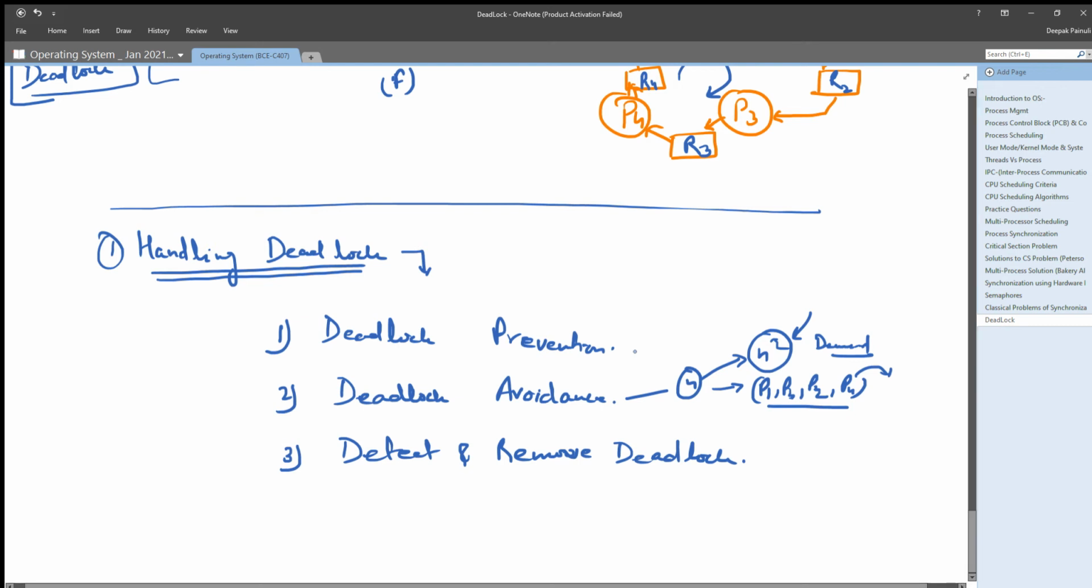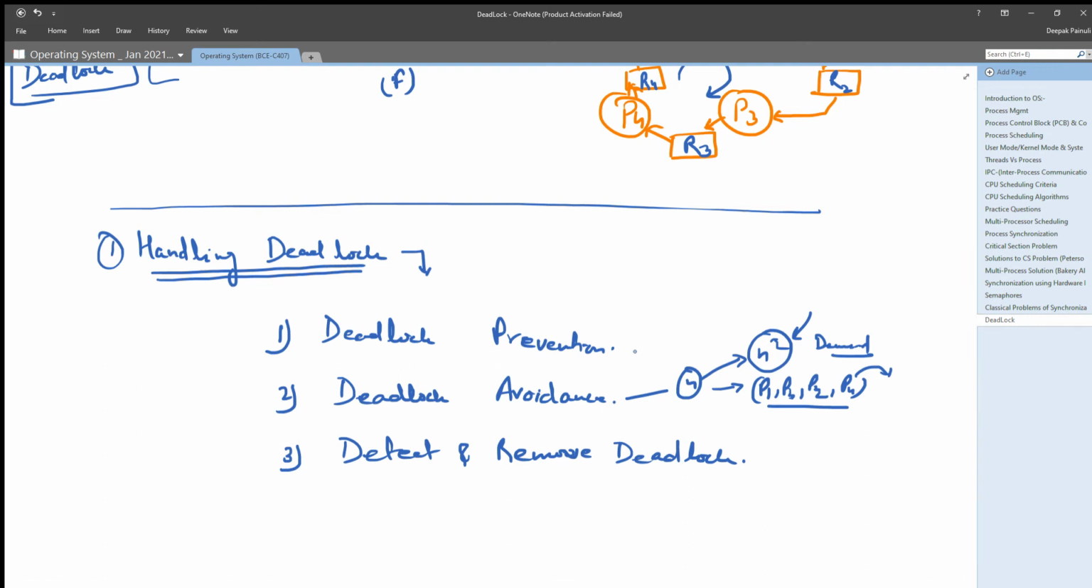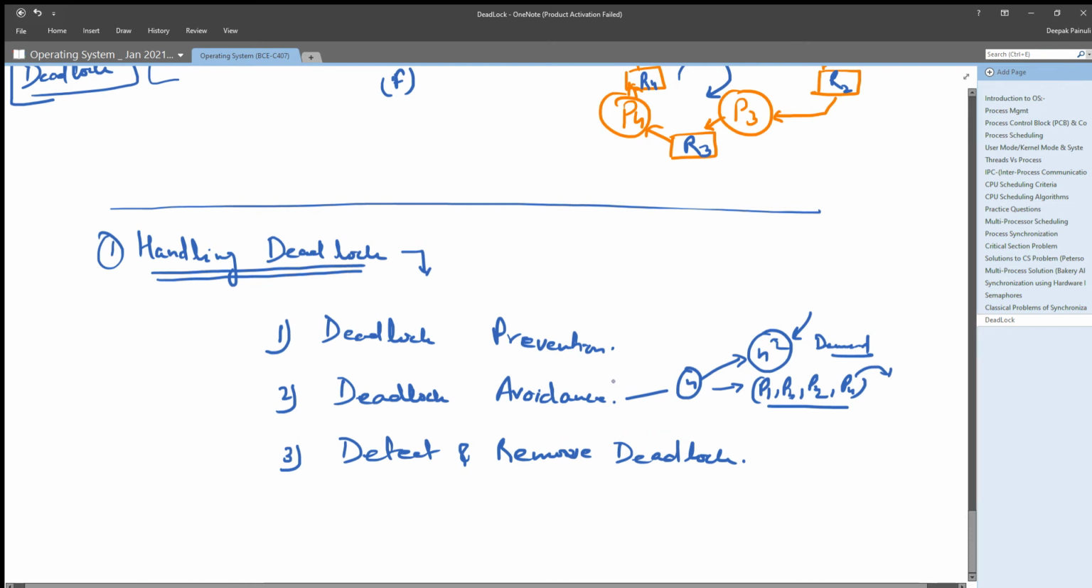And this is simply the sequence of processes in which, if we execute those processes in that order, there will be no deadlock. That means we are trying to avoid deadlock by generating a safe sequence of the processes in the system, right?